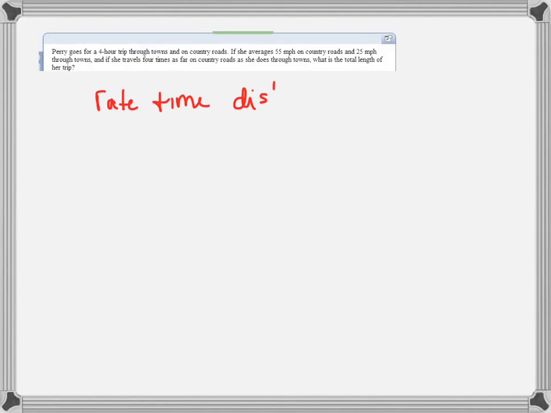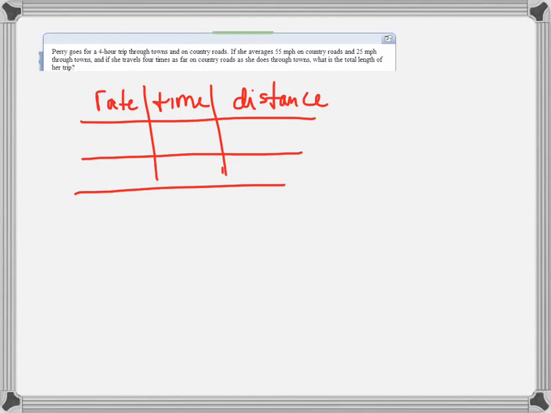Right, I'm assuming you've already read it, so I can see that this is going to be some sort of rate, time, and distance problem. So you can see me setting up a chart, because I know that rate times time equals distance. And then I know that Perry is going through the country and then through town. So those are the two things we're talking about.